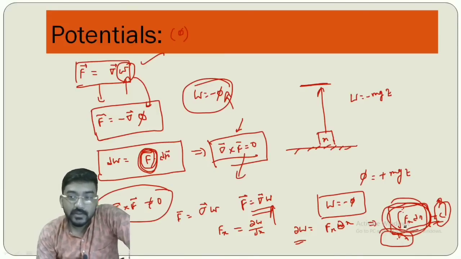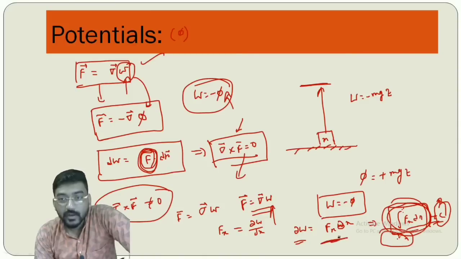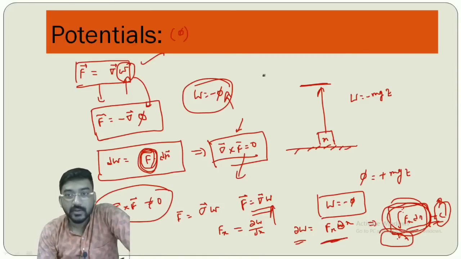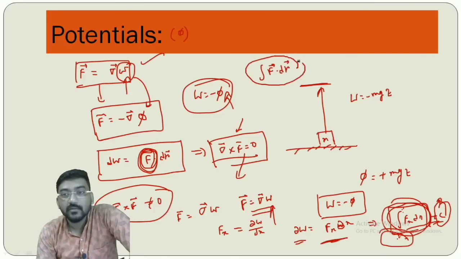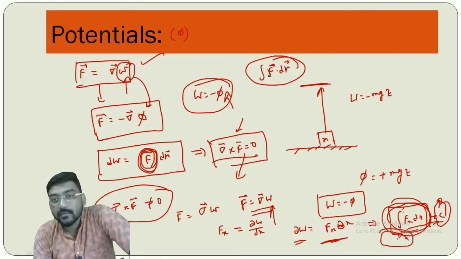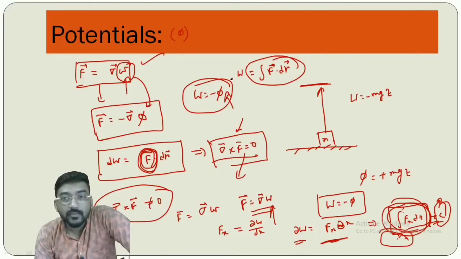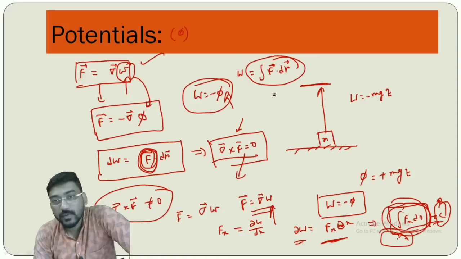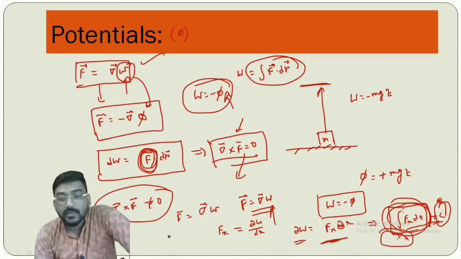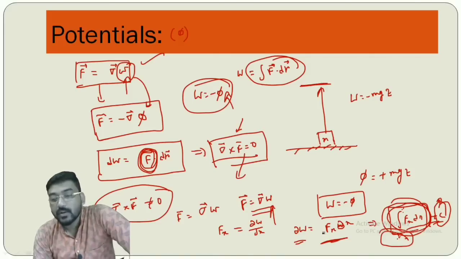But in general, what you have to find out is the integration of f dot dr, because w is equal to the integration of f dot dr, you know. But for this, we have to take a path to find out w. This is also one way: you can find it component-wise. So fx dx, fy dy, fz dz, you can integrate these and find out every component, x component, y component, z component.